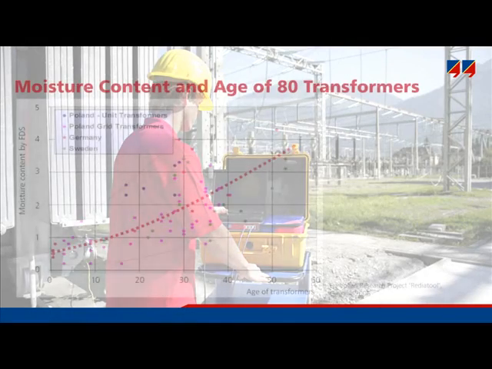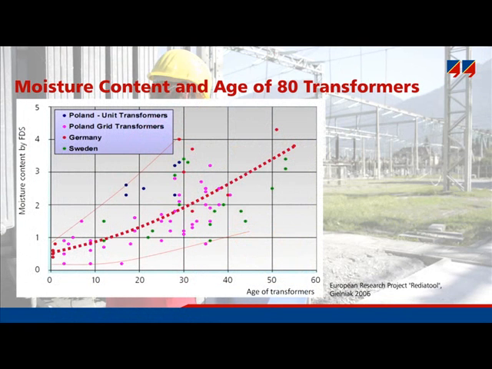This graph displays the moisture content against age of more than 80 transformers located in European countries. Typically, new transformers have less than 1% moisture content. With increasing age, the water content increases as well, but you can see that there is also a lot of scattering. Thus, a transformer of 30 years of age can have a moisture content of less than around 1%, and a younger transformer can have a higher moisture content. So, it's not a simple relationship between moisture content and age.